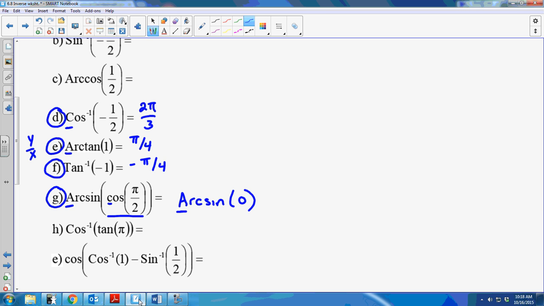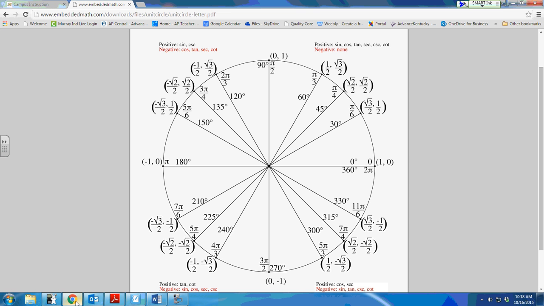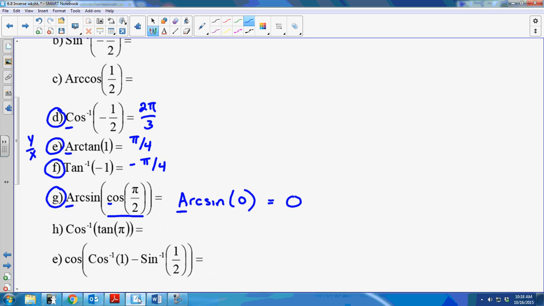And so then capital A arc sine, we're trying to find the radian measure for sine is 0. So where is sine 0? Sine 0 right here, right? You can't use 2 pi because that's not between negative pi over 2 and pi over 2. So just 0, right? All right, go ahead and try the rest of them on that sheet. And in a second, we'll go over all the answers.